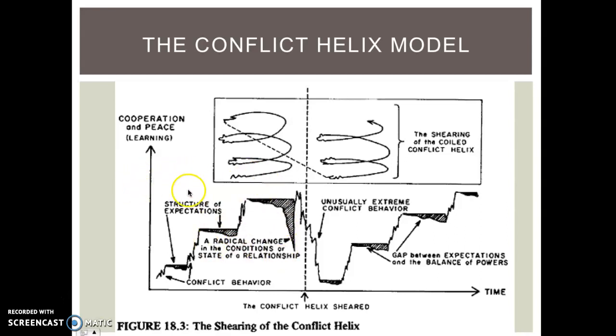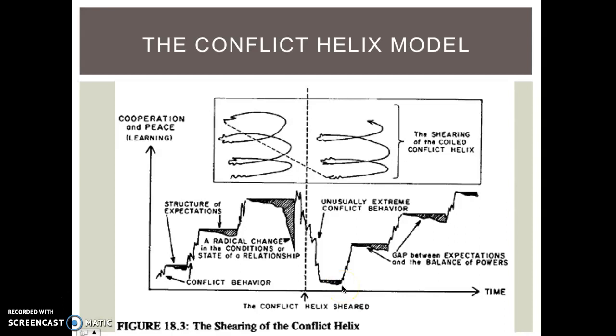Occasionally, you will see a society that moves up towards cooperation and peace and towards learning, but there's some radical change in conditions. Maybe it's a global pandemic, maybe some kind of massive natural disaster or resource shortage can often trigger something like this. The fresh water supplies dry up, and then you see huge extreme conflict behavior where all that peace and learning now deteriorates. Okay.